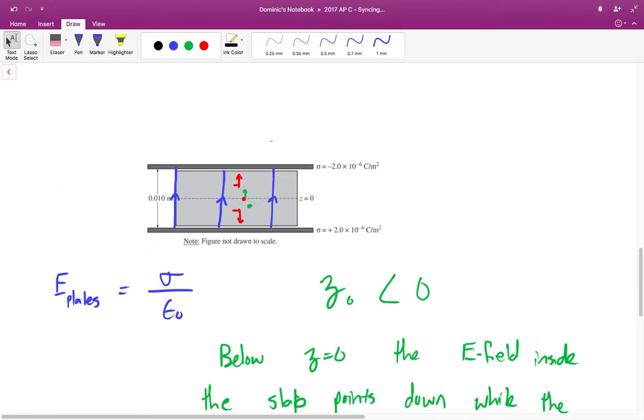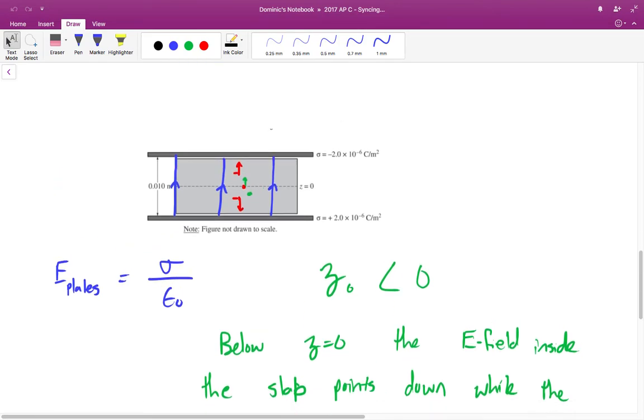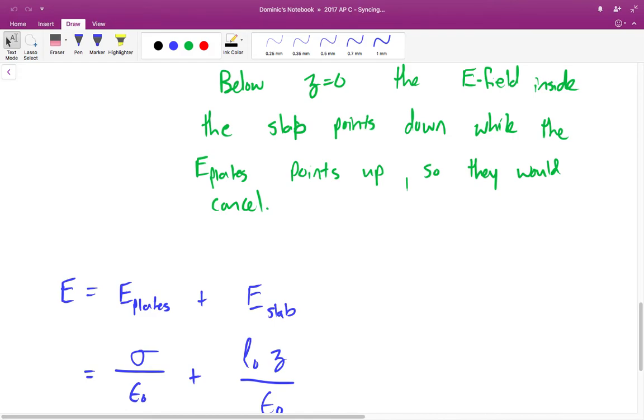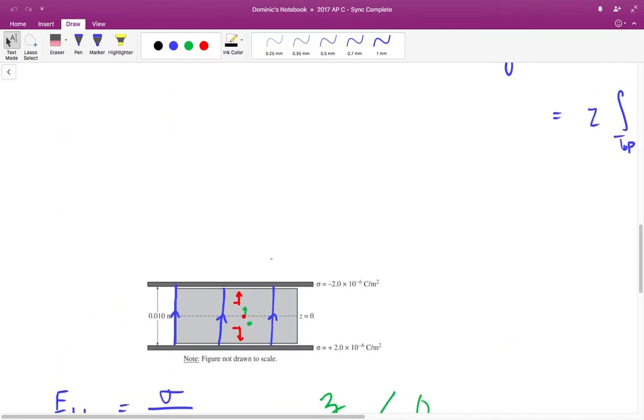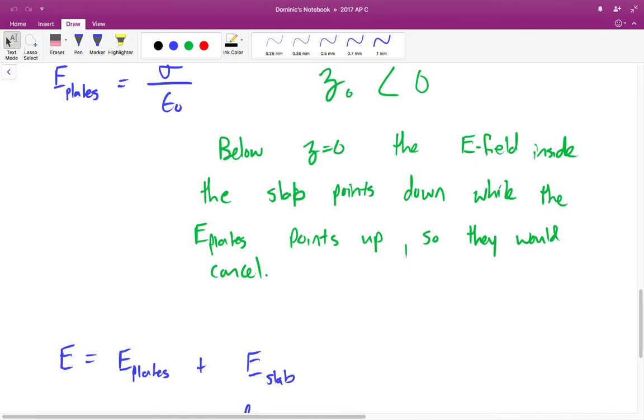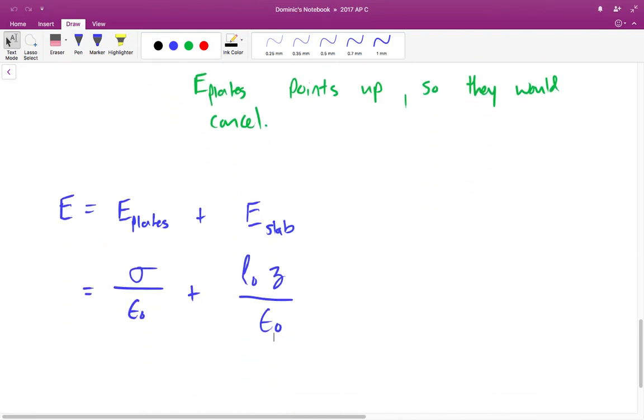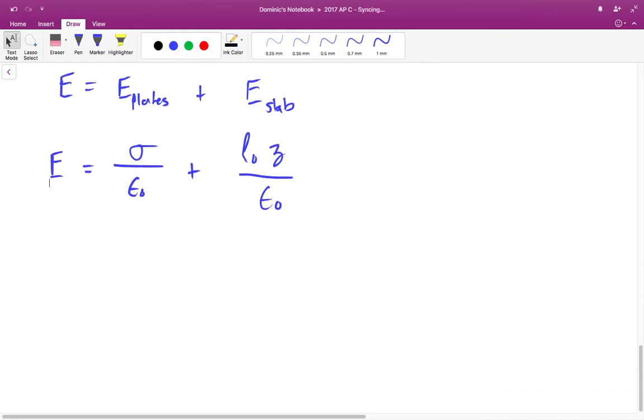Just to think about this for a minute, as long as Z is positive, the electric field from the slab is pointing up, so you would add these two. If Z is negative, it would point down, and you want those to subtract each other. So this looks good. This equation should represent the total electric field.